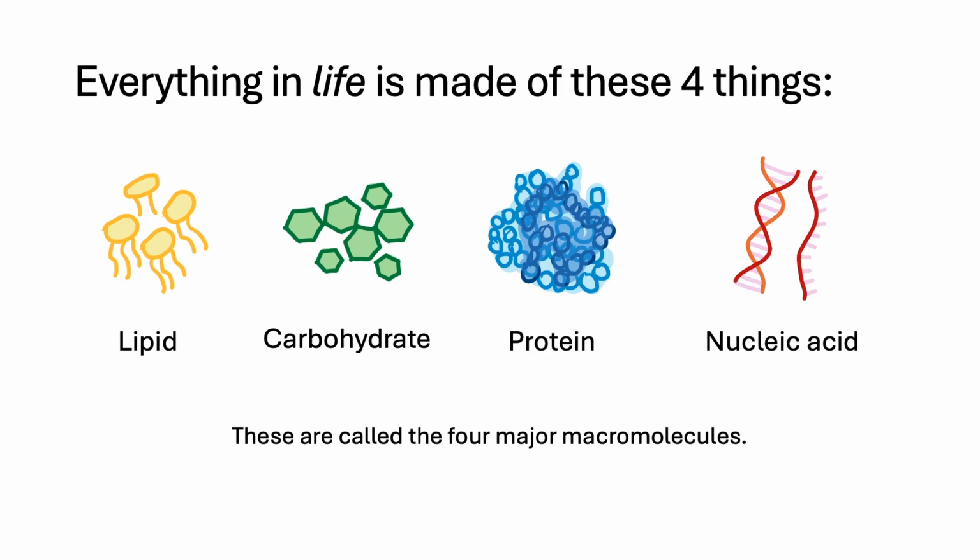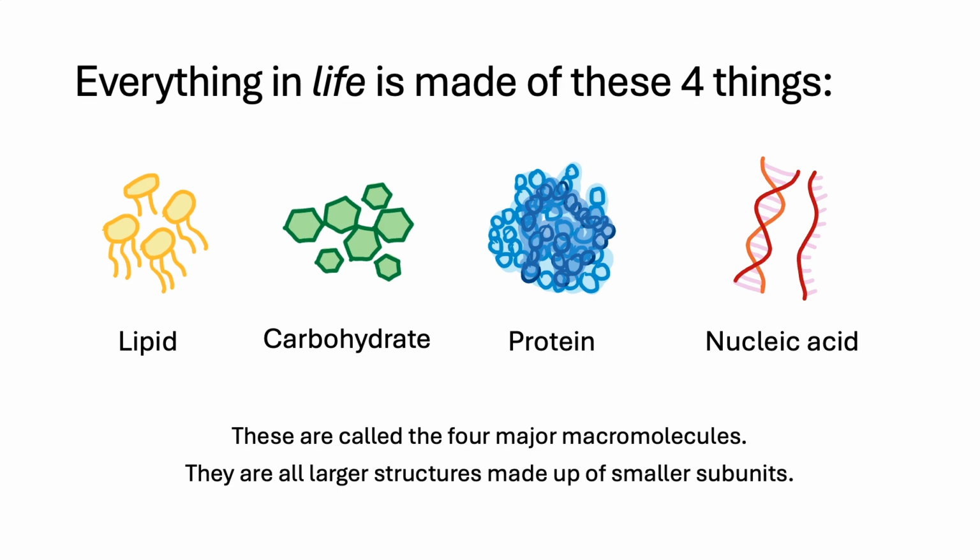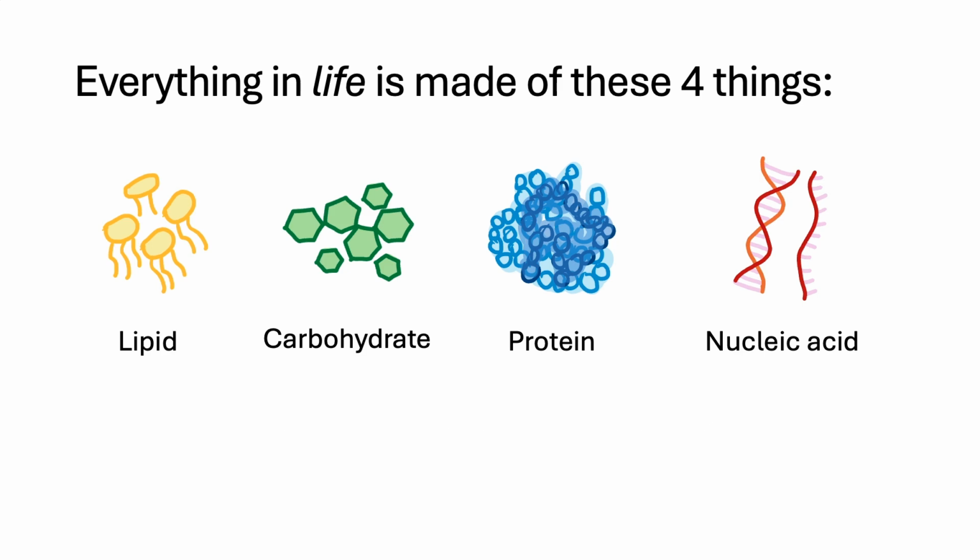And so these 4 things are essentially the building blocks of all of life. And all biochemical reactions essentially use or transform one of these basic building blocks. Now, these are called macromolecules because they're big molecules, but they are all larger structures made up of smaller subunits. And these smaller subunits are what we do and change around in all our biochemical reactions. So let me tell you what I mean.